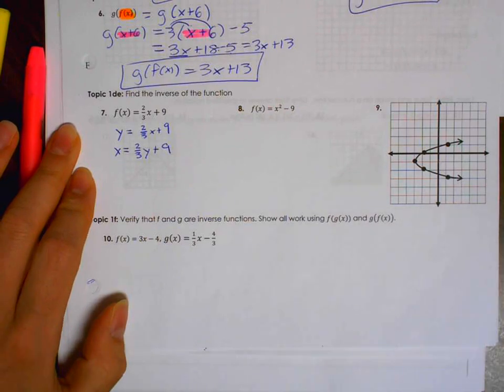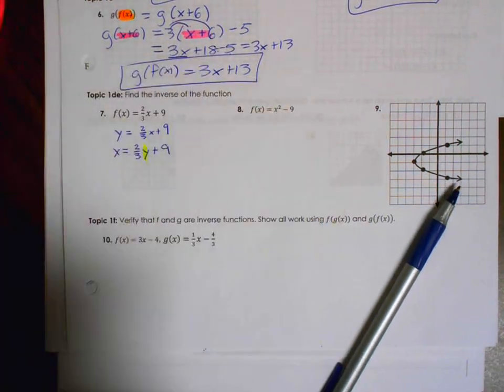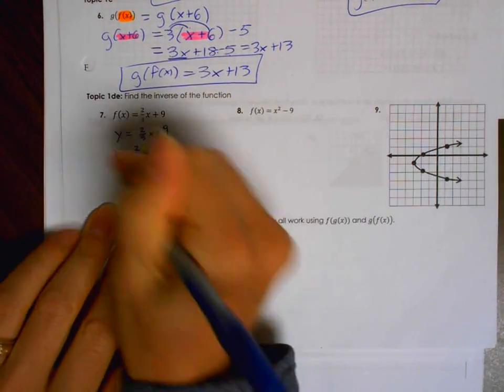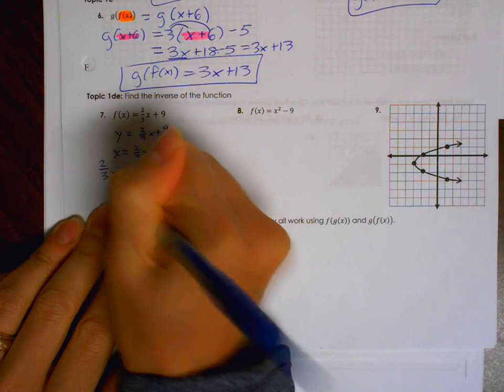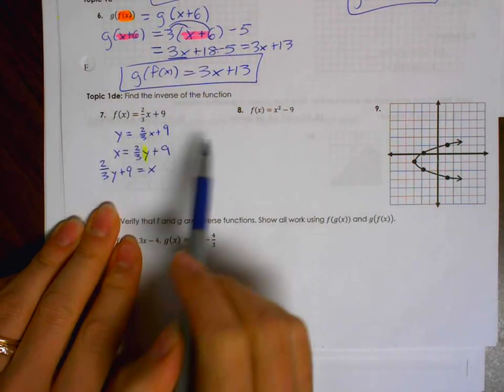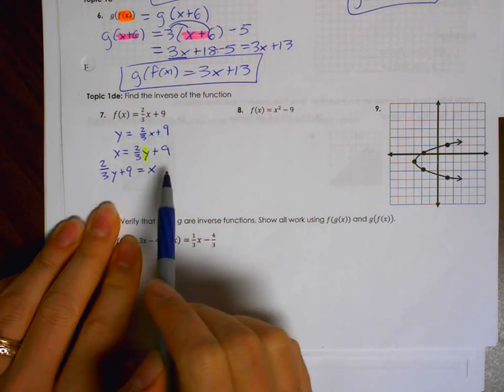But I can't leave it like that. I need to solve for y. So this is a literal equation. I need to get y by itself. I'm going to start by just rewriting this so that it's on the left. So I'm going to say 2/3 y plus 9 equals x, right? That's the same thing. I can just switch. X equals 2/3 y plus 9 is the same thing as 2/3 y plus 9 equals x.